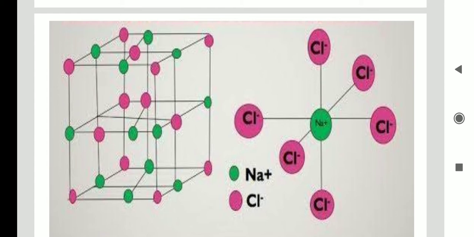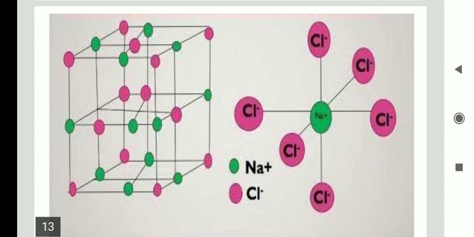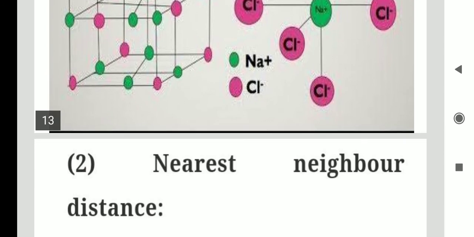It means the atoms must be at equal distance. There are many neighboring atoms, but the neighboring atoms must be at a similar length or equal distance. Then it will be considered as the coordination number.